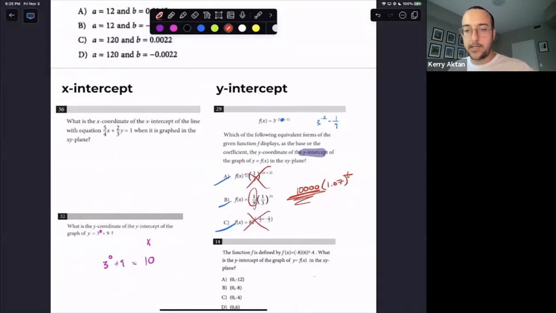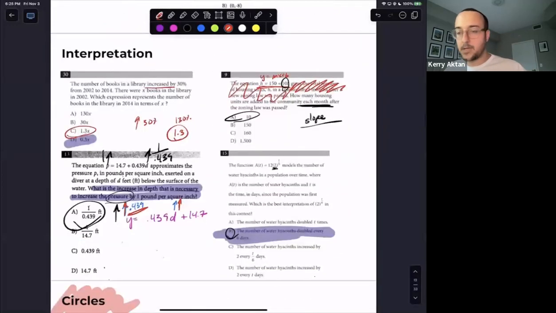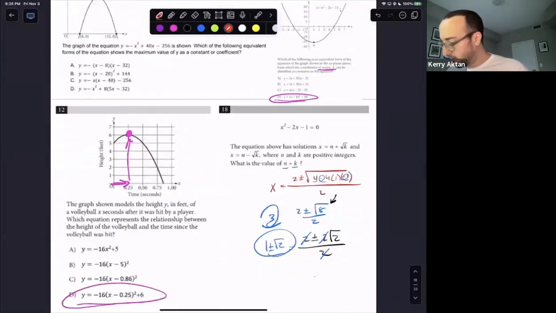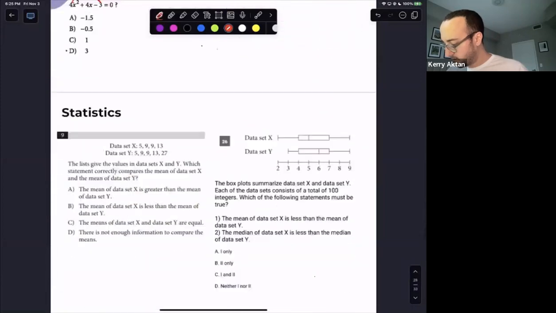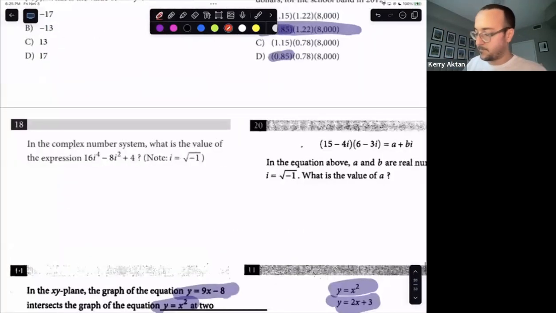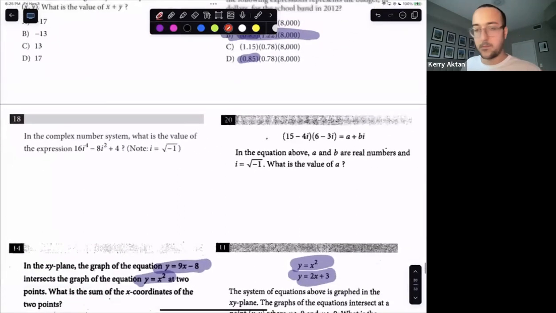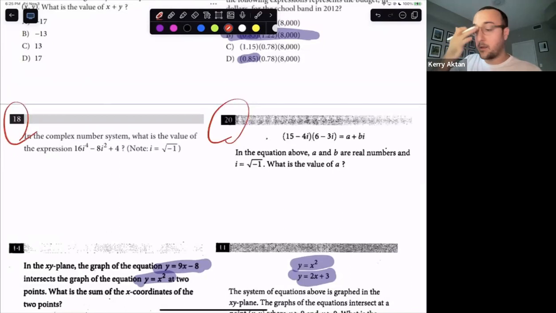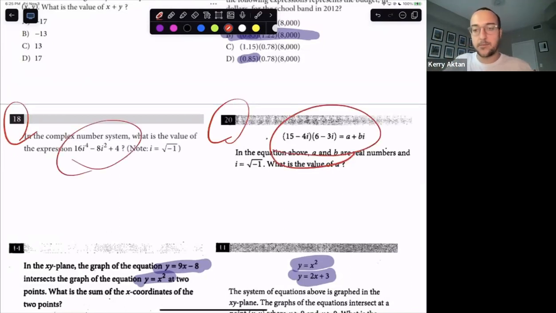Brooke, I owe you an explanation. I'm going to head to imaginary numbers. Logan, please tell me if that made any sense at all. Cool. Brooke, which one do you want? 18 or 20? 20 is a foiling question. 18 is an addition question.